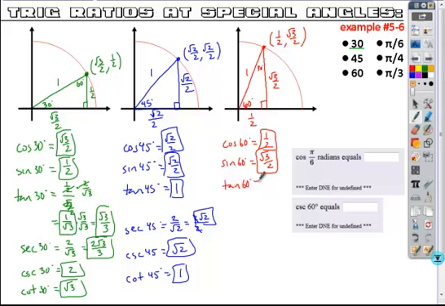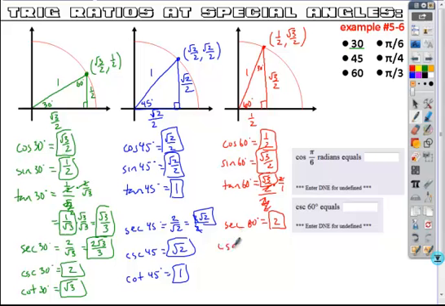The tangent is sine over cosine, so root 3 over 2 divided by 1/2, which is like multiplying by the reciprocal, 2 over 1. The 2's cancel, and so the tangent of 60 degrees is root 3. And then when you find the reciprocals, secant is the reciprocal of 1/2, which is 2.